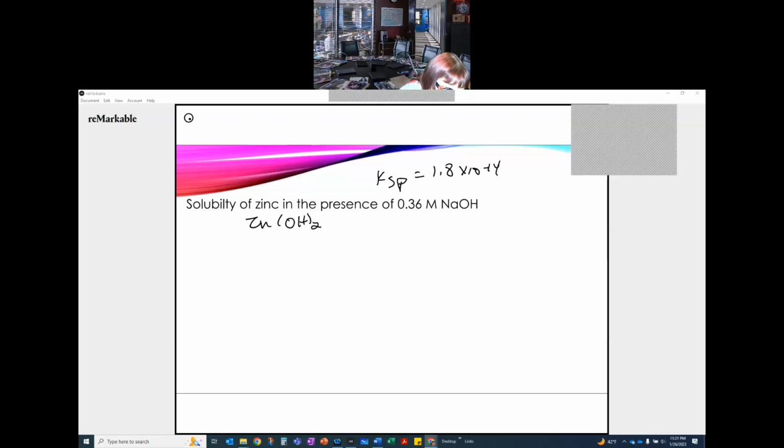Yay. So there we go. That's my solid. We're going to take that apart to be a Zn2 plus, which is aqueous, plus 2 OH minus, aqueous.